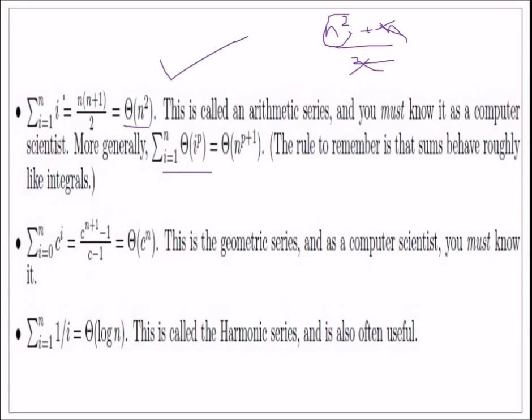So for any i to the power p, this will be equal to n to the power p plus 1. For example, i to the power 1 is order of n square. So this is the generalized thing you can remember. And if some constant is there, c to the power i, and i varies from 0 to n, like c square, c cube, then the order will be c to the power n. This is called a geometric series, and this was actually our arithmetic series, geometric series.